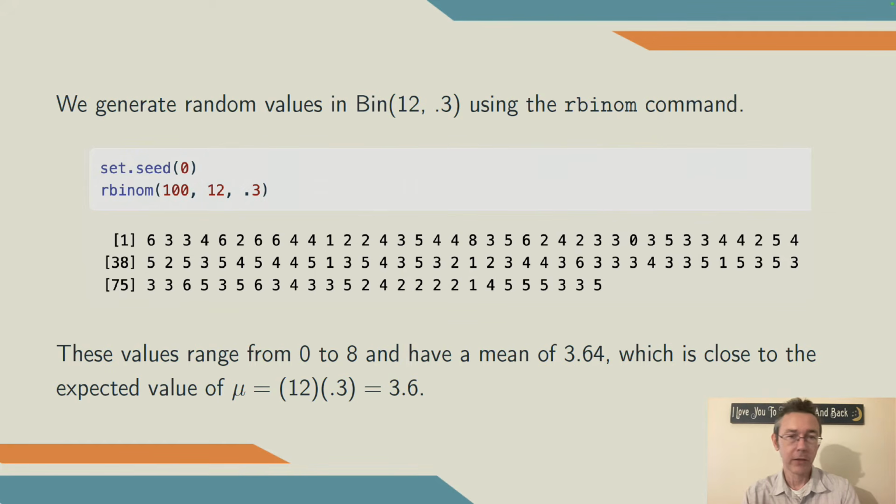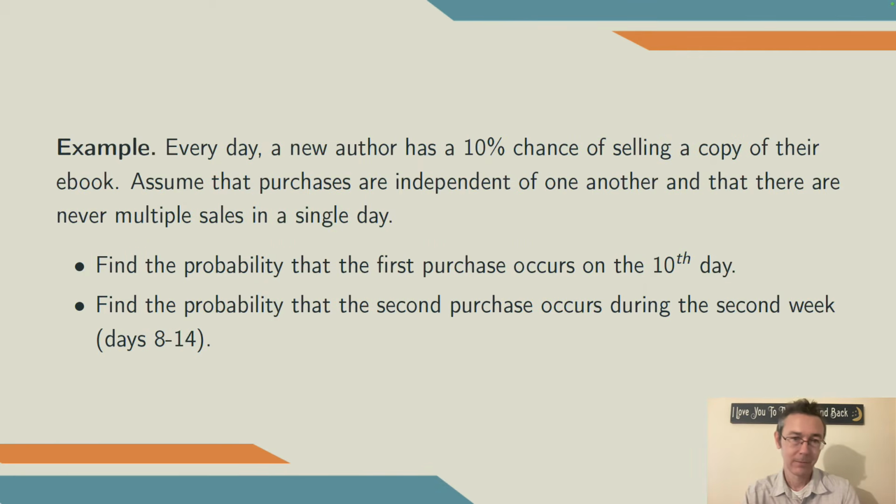Incidentally, you may have noticed that command set.seed of 0 there. That's resetting R's pseudo-random number generator. So if you're going to try and replicate my results, if you want to do that exactly, you should include that command. Otherwise, you'll just get different random values.